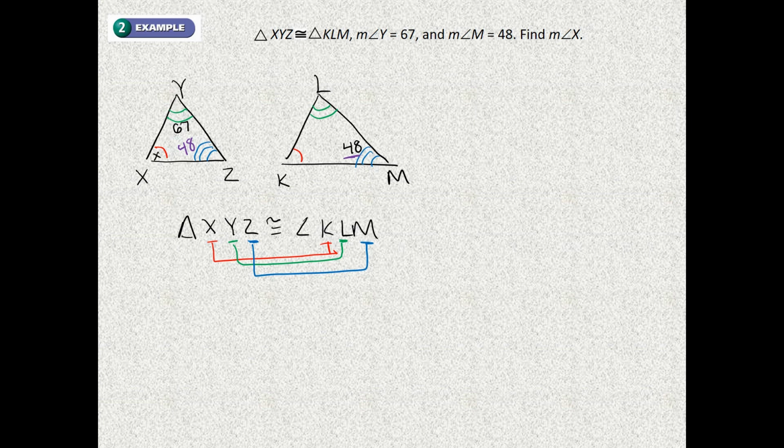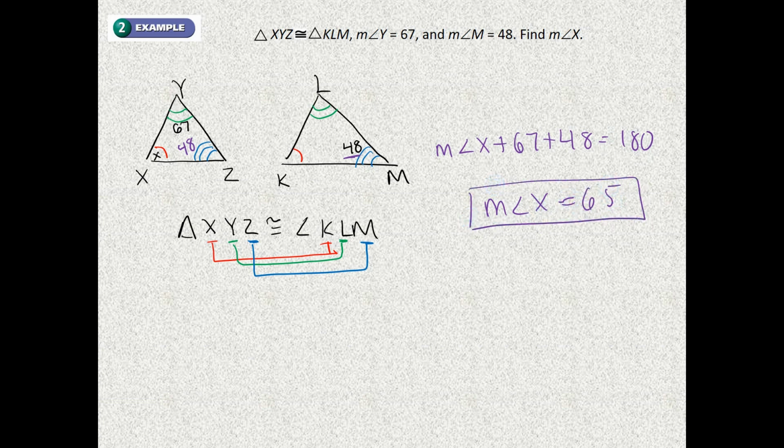And now we have a triangle, and all the angles of a triangle should always add to 180. So the measure of angle X plus 67 plus 48 should equal 180. So the measure of angle X would come out to equal 65 as our final answer. So by applying corresponding parts of congruent figures, we can determine what the relationship is for the angle measures.